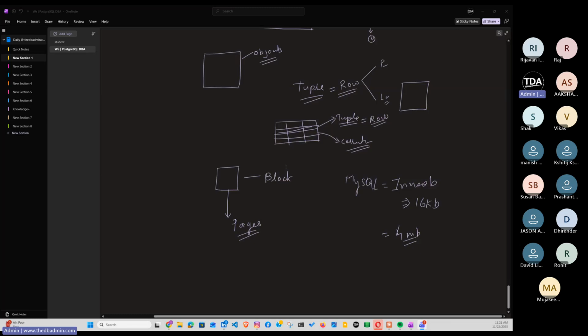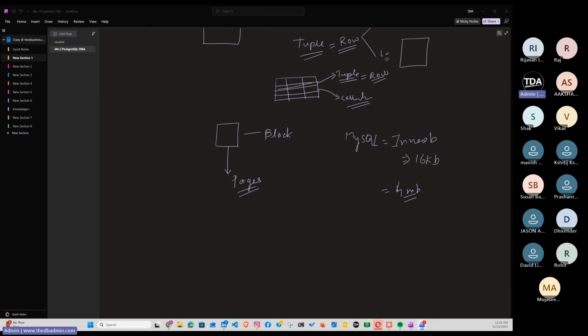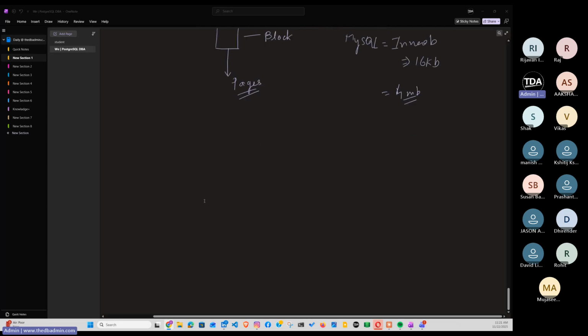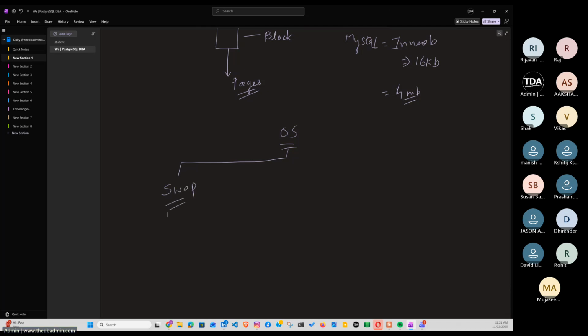Everyone is talking about these common concepts. Okay, we are going to talk about some more things which might come into our database architecture, and which are very important, related to the operating system. So the first thing that I want everyone to understand is swap. Anyone understand about swap? What is swap?